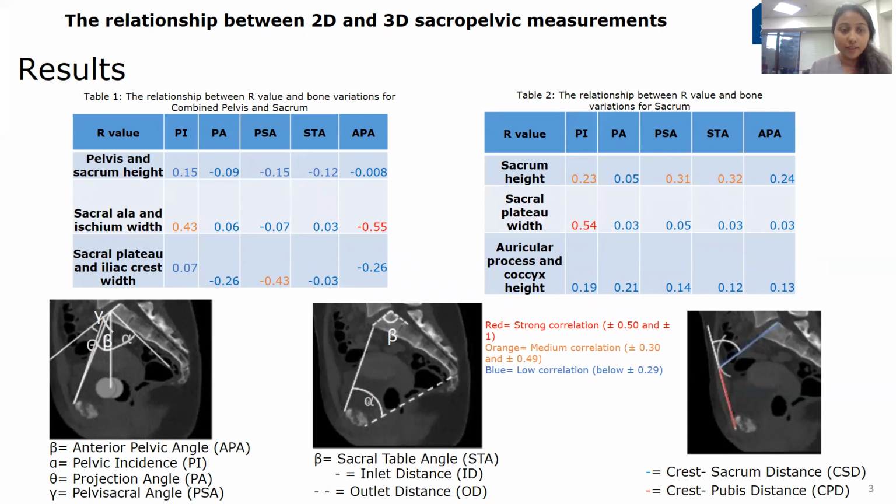And from our result, we can see that the sacral ala width and the ischium width were negatively correlated with the anterior pelvic angle. So here from figure 1, anterior pelvic angle is the angle which is beta, which is the line joining the midpoint of the sacral endplate and the bicoxofemoral head and the superior margin of the pubic symphysis. And from table 2, we saw the relationship between R value and bone variations for sacrum.